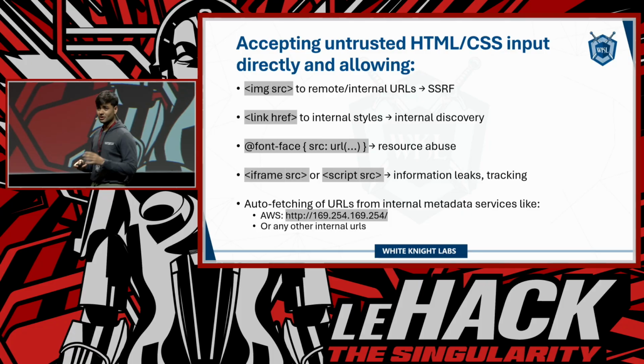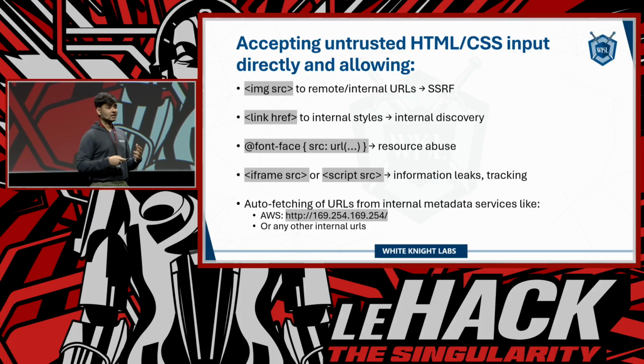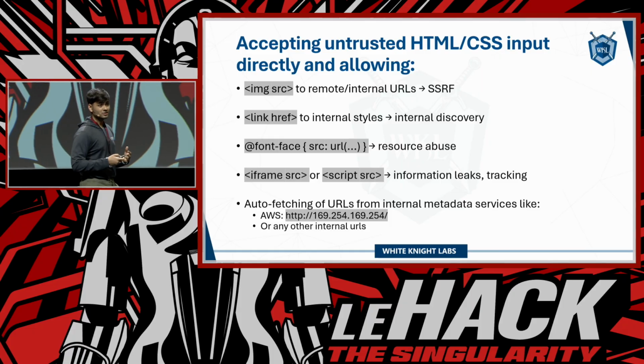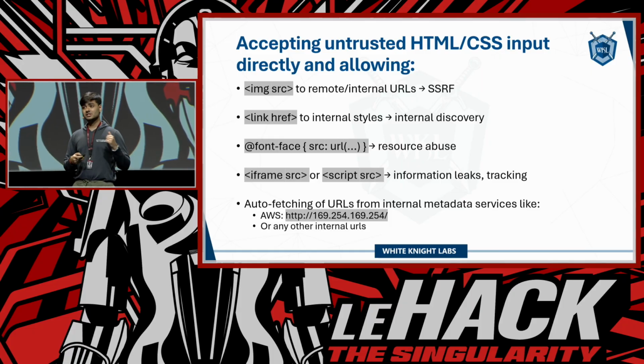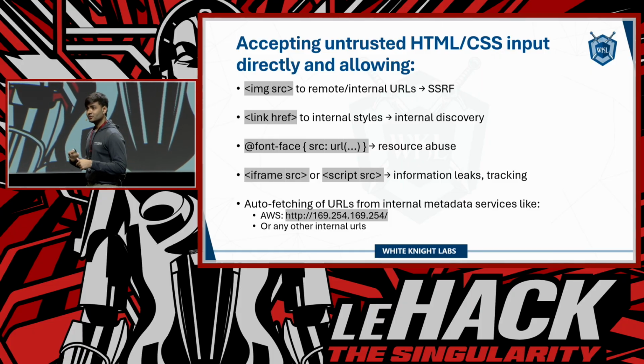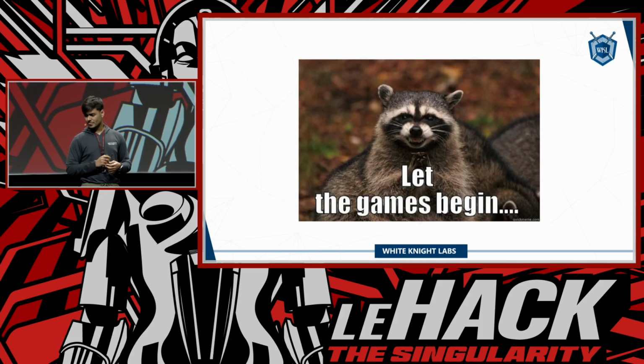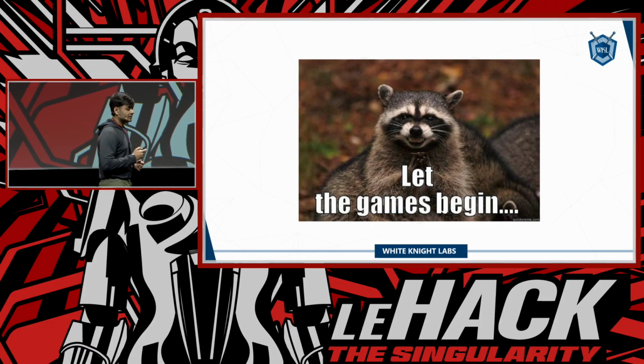In those cases, if the application is hosted in an EC2 instance or Lambda, or some AWS stuff, or Azure virtual machines, you can use this metadata URL to directly fetch the credentials from the application. So let the game begin.